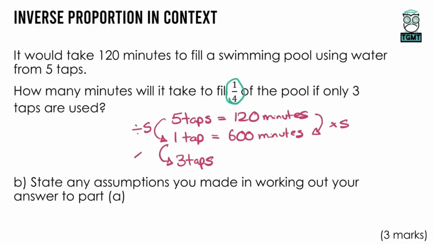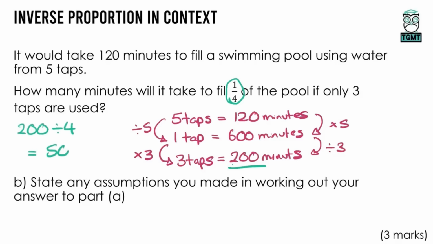So to get from 1 to 3, we would multiply by 3. If we've multiplied by 3 on the left, we're going to divide by 3 on the right. And that means that 3 taps is going to take 200 minutes. Now this question doesn't want to know the full pool, it only wants to know 1/4 of the pool. So we need to find 1/4 of 200. To find a quarter, you divide by 4. So 200 divided by 4 gives us 50 minutes. And there we go, that'll be our final answer for this one, 50 minutes.